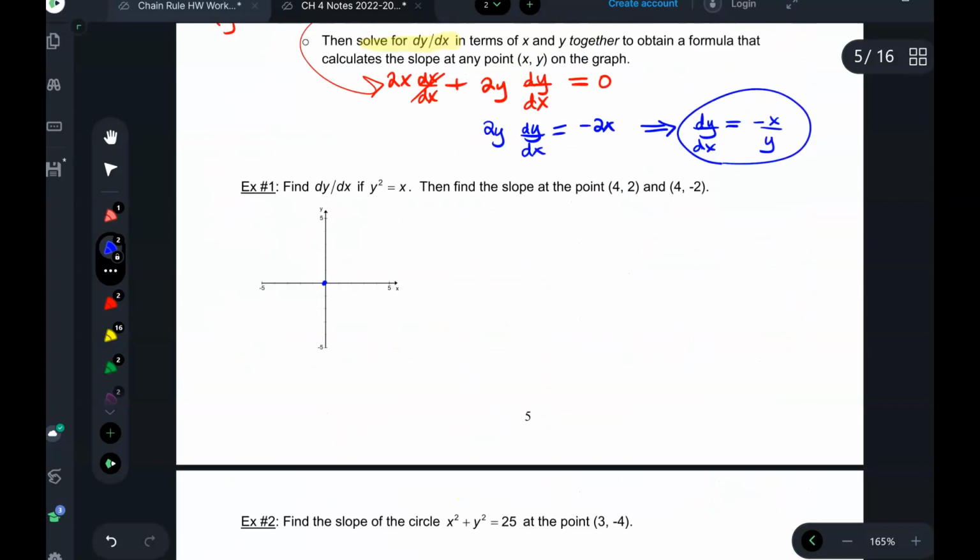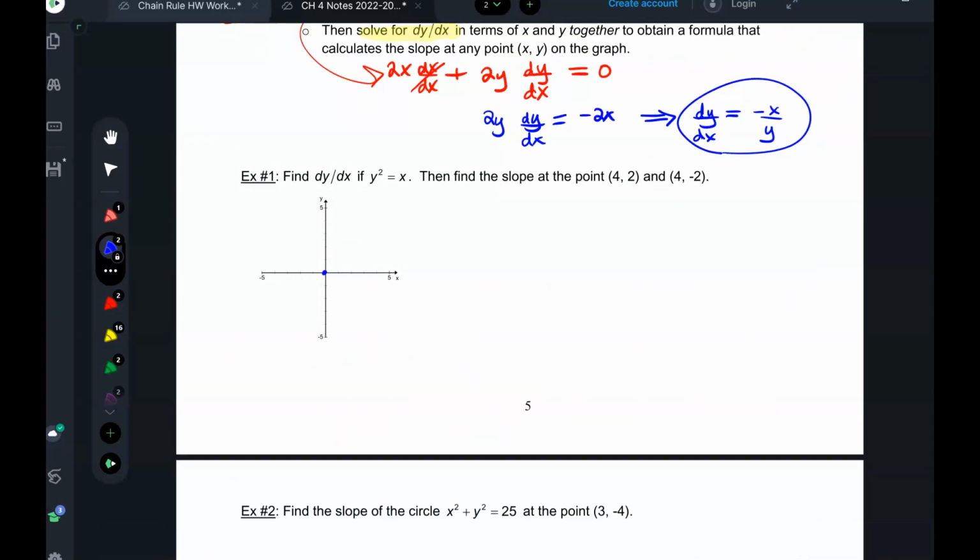Okay, good. So let's try y squared equals x. What's that graph look like? Sideways parabola. You can also think of it as plus or minus the square root of x. So we know what the square root function looks like. Just a quick sketch. Okay, and what am I trying to find? I want to find the slope at 4, 2 and 4, negative 2.